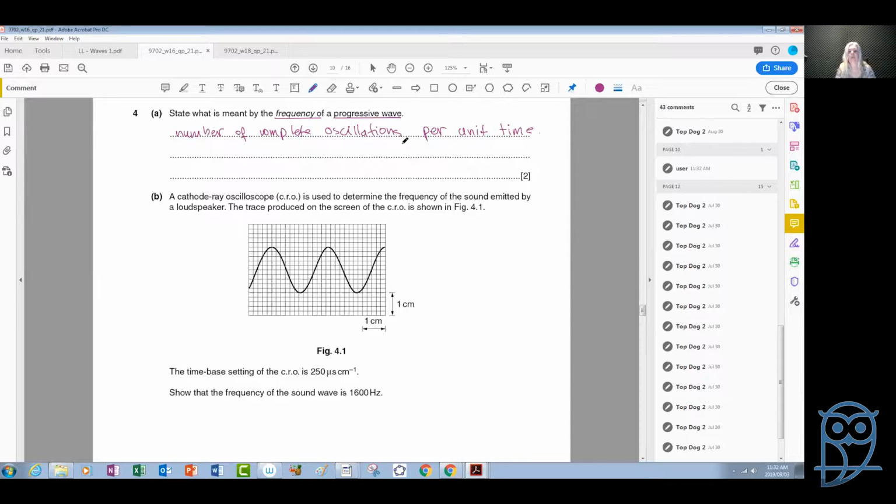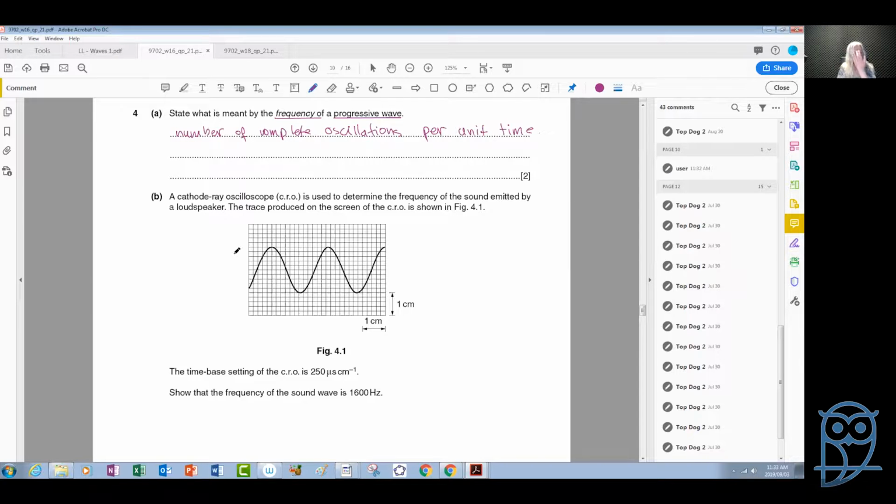What oscillates now? Since we're talking about a wave, we can talk about a point, because points in the medium where the wave propagates oscillate. So the number of complete oscillations of a point of the medium or of the source or whatever, all of these would be correct.